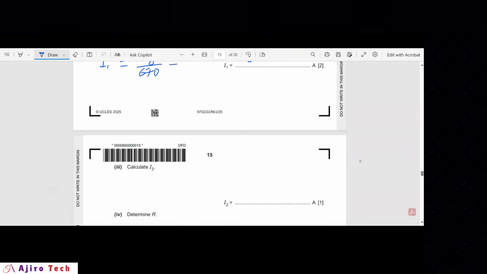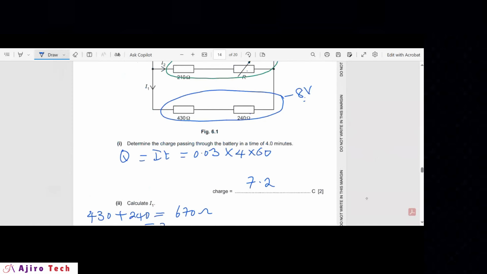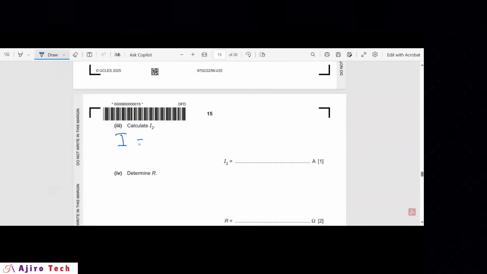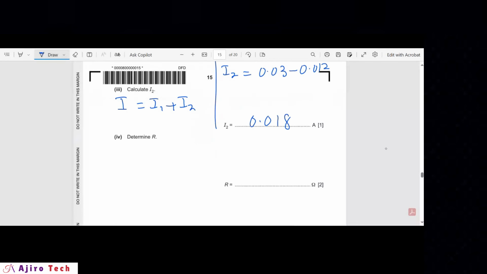To calculate I2, it's very simple. The total current I total is going to give me I1 plus I2. So meaning that our I2 is 0.03 minus 0.012. That will give me 0.018.